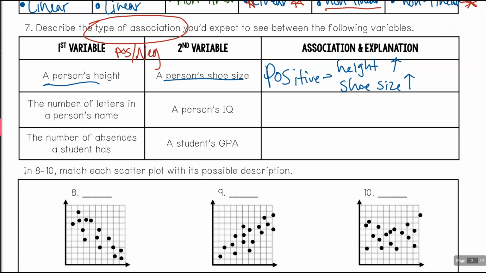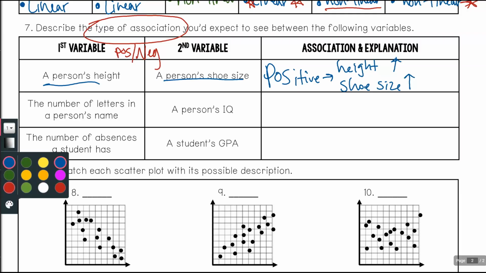Okay? And I know, again, don't talk yourself out of this. I know that there's some people that have smaller shoe sizes, but they're taller, or they may be smaller with bigger shoe size. But in general, for the most part, when we look at this, right, we're going to have a taller person with a bigger shoe size.